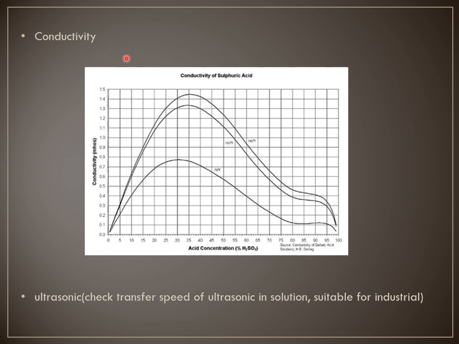Conductivity is one parameter that can be applied, but it's not really good, because with the linear relationship the range is also small. Ultrasonic is another method that can be used for sulfuric acid, but ultrasonic is mostly used in industry, not at lab scale. It's not very easy.